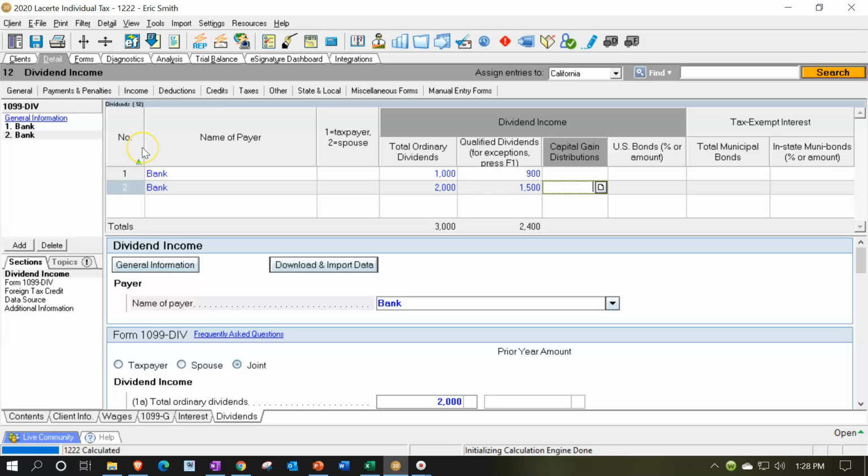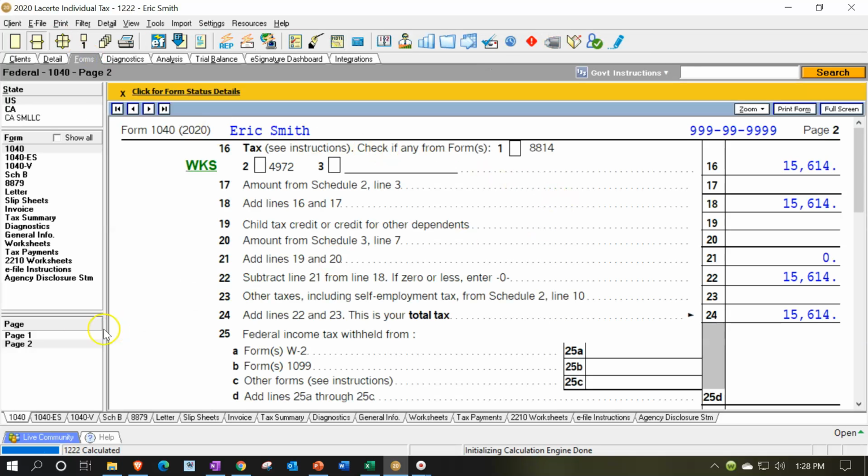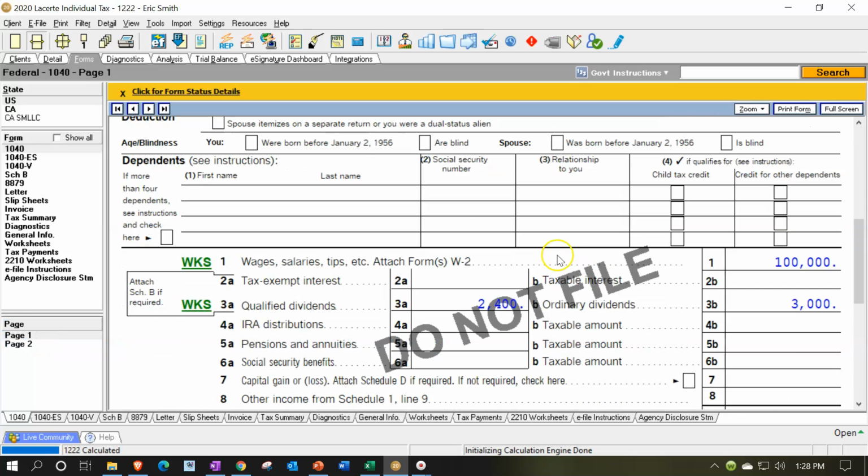So now we're over the threshold, so we should see Schedule B pop up now. So I'm going to go back over and say, okay, on the first page, now we've got 3,000 here, 2,400 of them qualified between the two. We're over 1,500. Therefore, Schedule B has now popped up here.